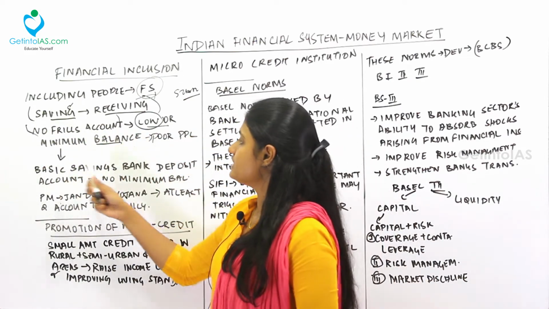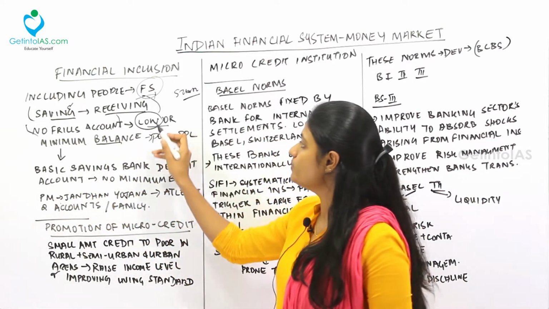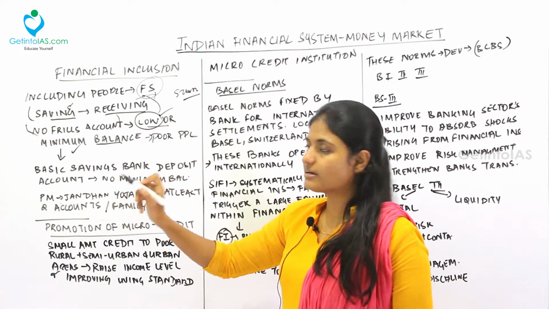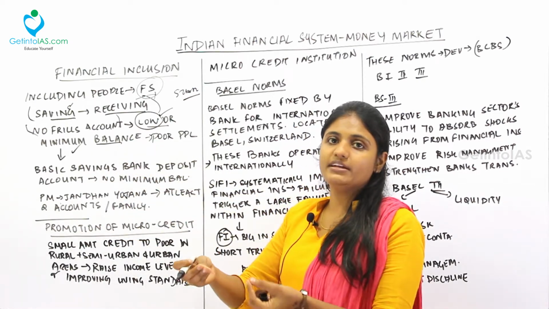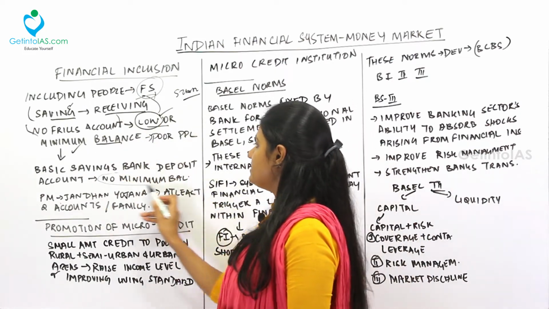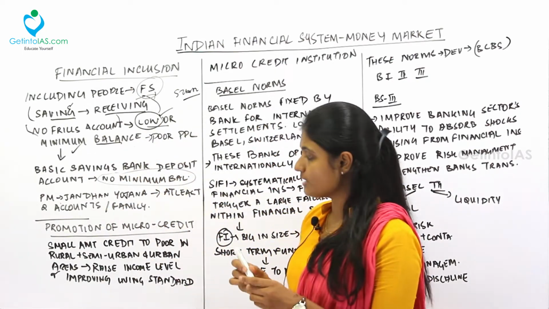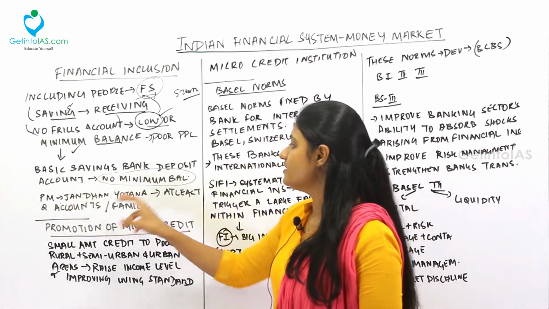Next, what is a basic savings bank deposit account? Under the no-frills account, there should be a low to minimum balance. But under the basic savings bank deposit account, you don't need to maintain any balance. So low to minimum balance, fine. No minimum balance is required. An example of this basic savings bank deposit account is the PM Jan Dhan Yojana.